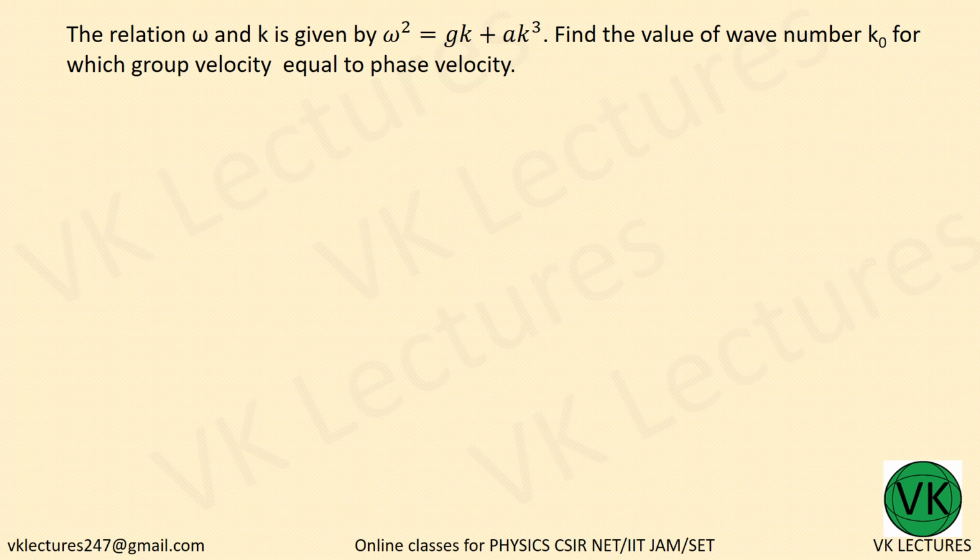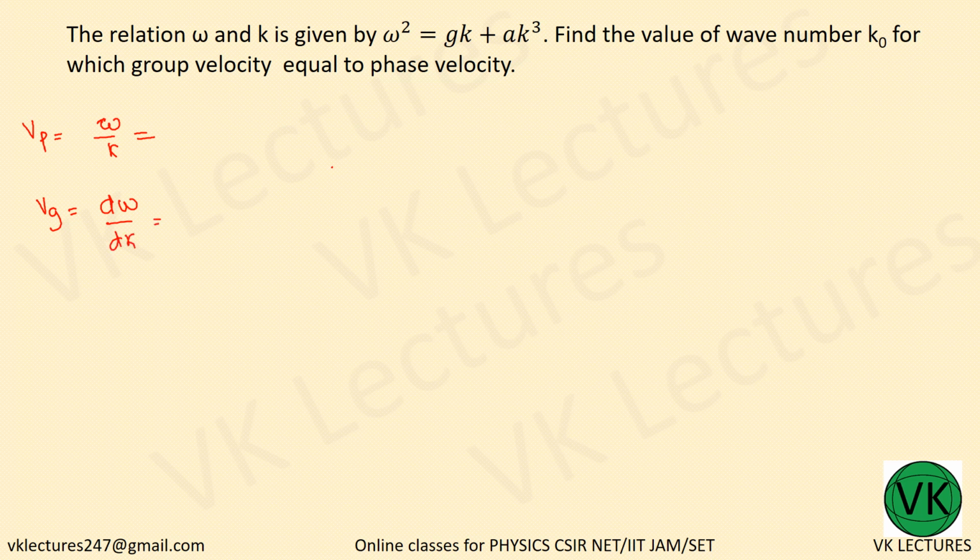The relation between omega and k is given by omega square is equal to gk plus a k cube. Now omega by k is the phase velocity, Vp. Group velocity we don't know; Vg is equal to d omega by dk.